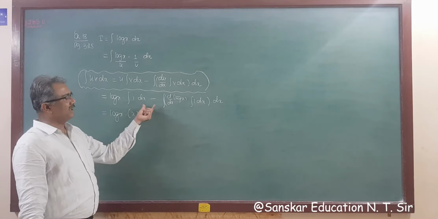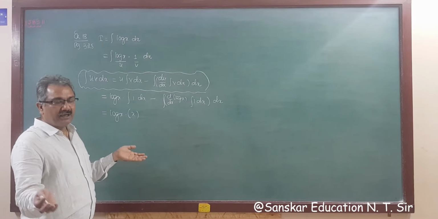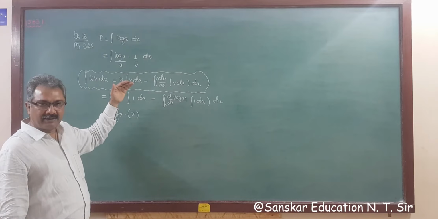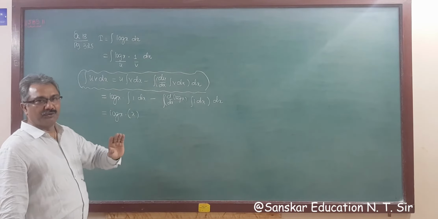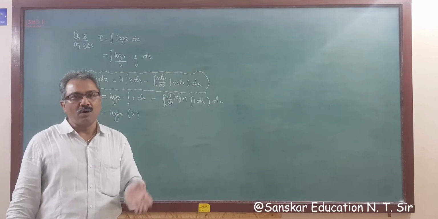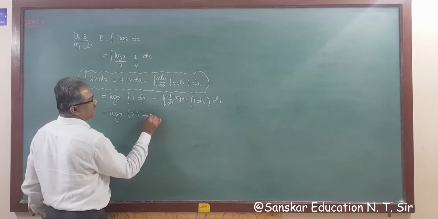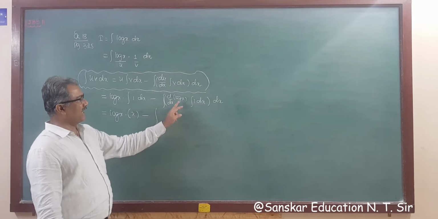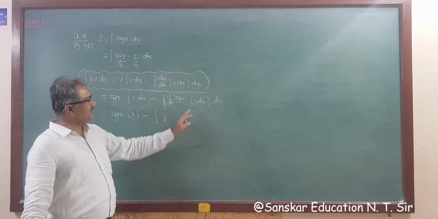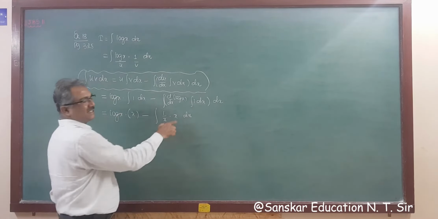Now substituting the values in this formula, there is nothing to do, it is very easy. Integration by parts is a very easy formula, a very easy topic for you, but for that you must know all the basic formulas of integration, right? Minus integration, now the derivative of log x is 1 upon x, and the integration of 1 is x, and dx. So x will be cut.